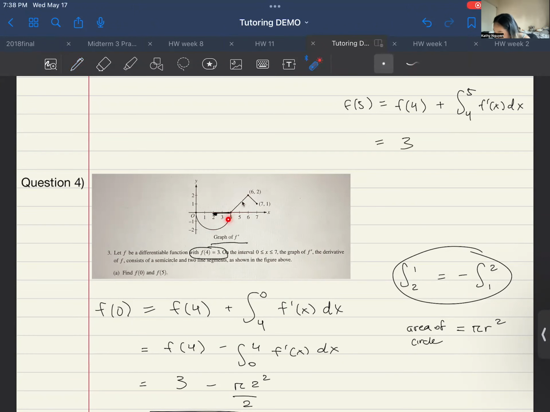So from 4 to 5, you can see that this shape makes a triangle because you're trying to find the area under the curve. So it would be a triangle. So the area of a triangle is half base times height. So here the base is 1 and the height is also 1. So 1/2 of 1 times 1 equals, I guess you could put 3.5. Yeah.